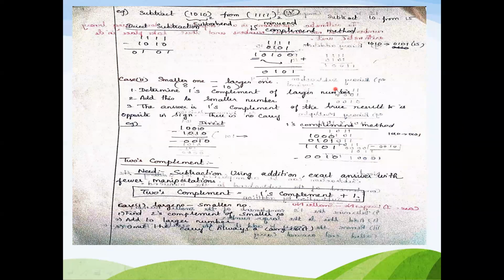So here I have considered an example for that. Subtract 1010 from 1111 to the base 2. This value is represented in binary. When converted to decimal, it is 10. So from 15, subtract 10.